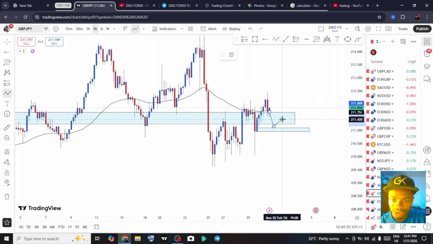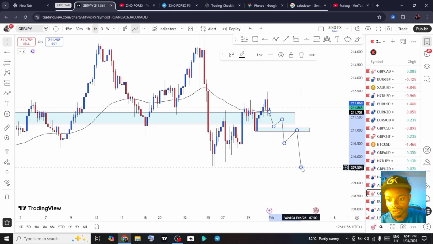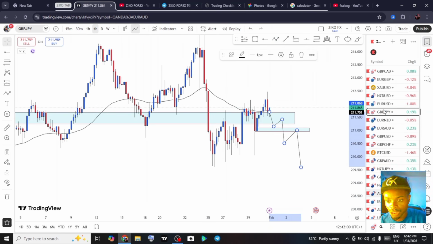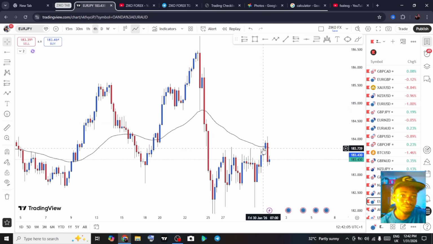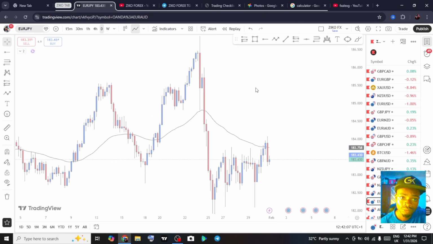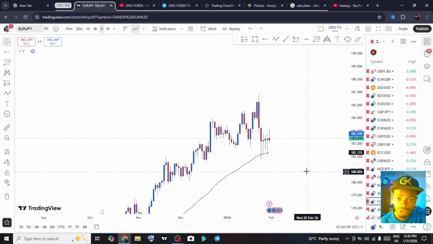So I'll make a decision about that later, right? So let me just bring GBP JPY close again. I'll make a decision about it later. Euro JPY, next pair, let's see. Daily time frame.